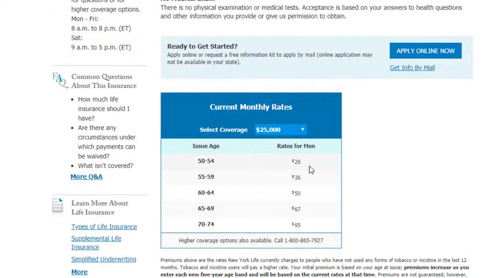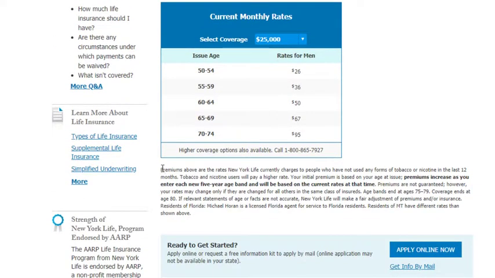And simply put, here are the prices available for the different amounts of coverage. So far, so good. This is term life insurance. Everything looks good. There's nothing out of the ordinary until you get down here to the fine print. I'm going to direct your attention here. So let's just read this together.